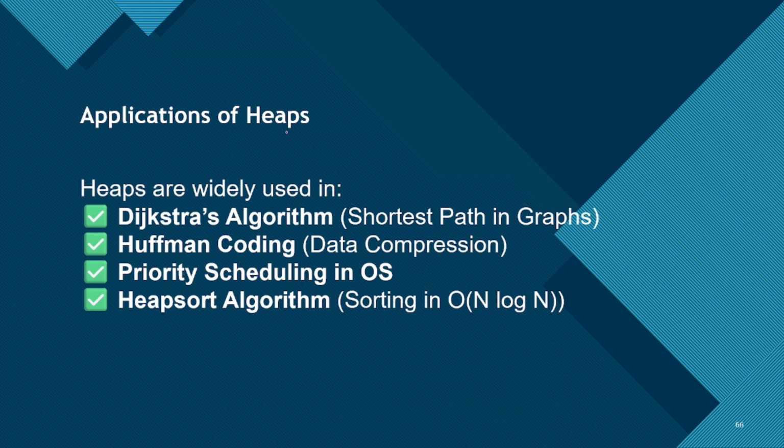Okay, the applications of heap are very important. It's widely used in Dijkstra's algorithm, that is shortest path in a graph. We will explore it in the upcoming lecture. Then Huffman coding, that is data compression. Then priority scheduling in OS, or operating systems. And then the heapsort algorithm, that is sorting in O(n log n).